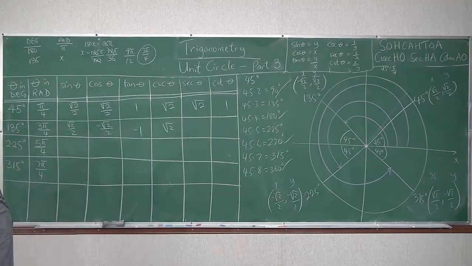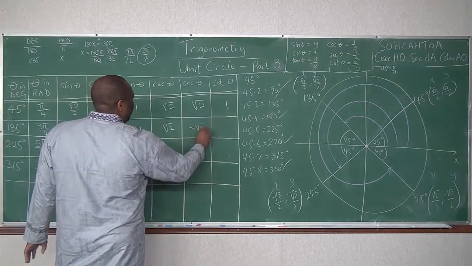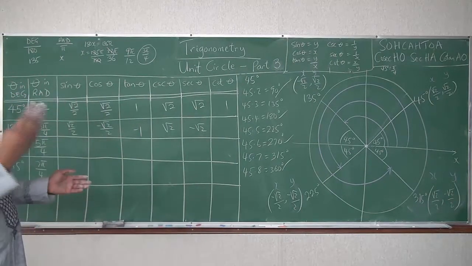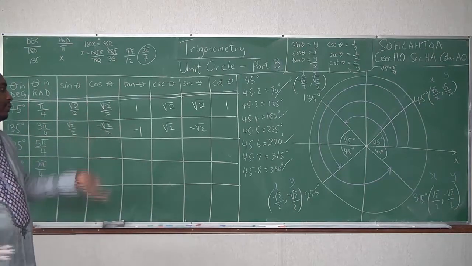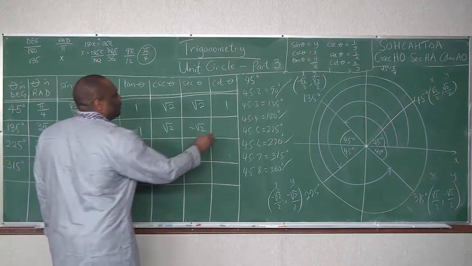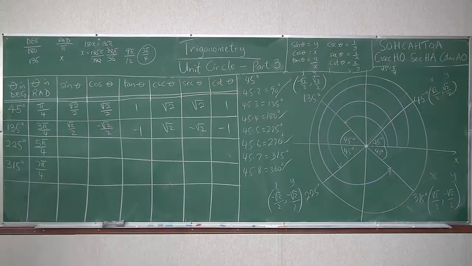Sec 135 is 1 over x. So it's a negative. Okay? And that's going to be what? Negative root 2. Are you with me? Rather than coming to do, because this is negative 2 over root 2, which is negative 2 root 2 over 2, which is negative root 2. Then cotan x over y. So we got some negative here. So this will be negative 1. See that? That is for 135.